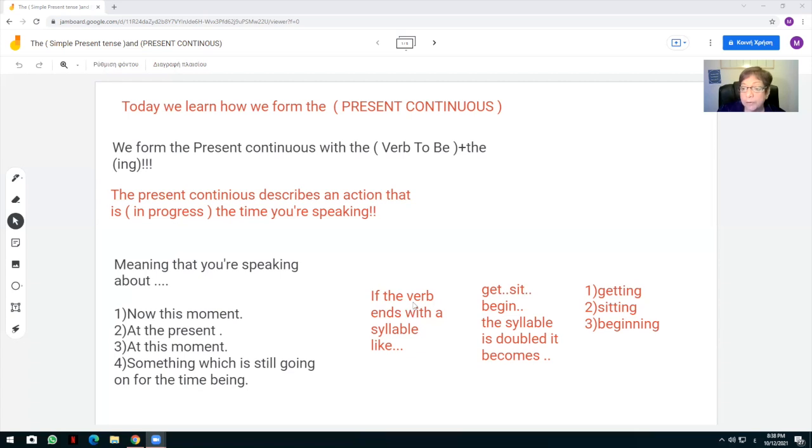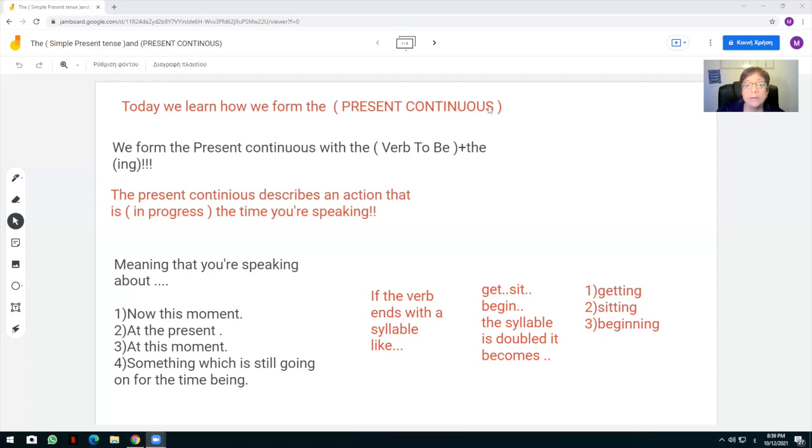So, if the verb ends with a syllable, like the verb to get, like the verb to sit, like the verb to begin, the syllable is doubled. You write the syllable 2 times. It is doubled, means that you write it 2 times. Okay? So here, the verb to get becomes getting, sit becomes sitting, and begin becomes beginning.